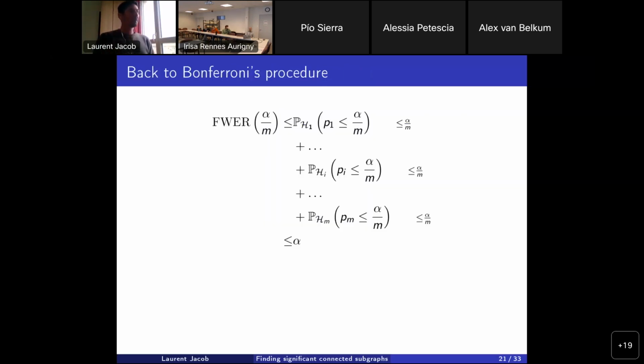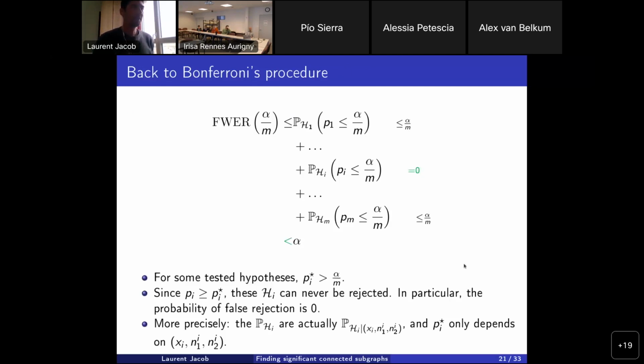So if we go back to the Bonferroni procedure, here I'm just writing explicitly the union bound. I said that we're using the fact that the FWER is smaller than the sum of the probabilities of false rejection. That is the probability under H0 that the p-value is smaller than the threshold. And we're using the fact that this p-value, if the test is well calibrated, is smaller than the threshold itself. So we have m times alpha divided by m. This is smaller than alpha.